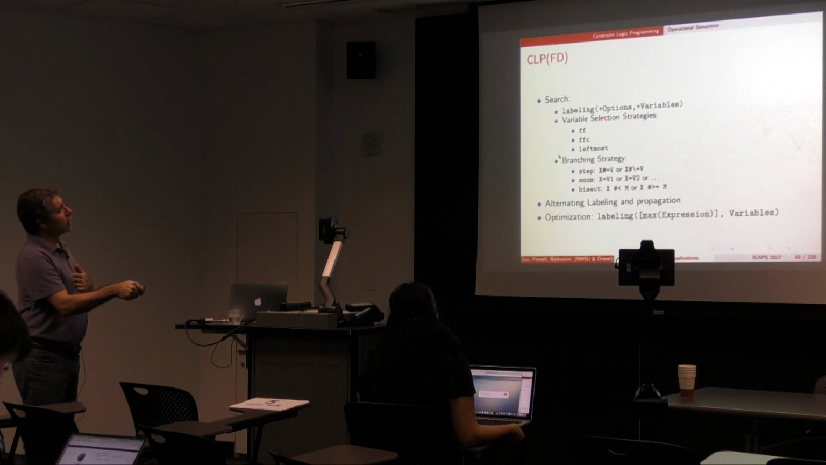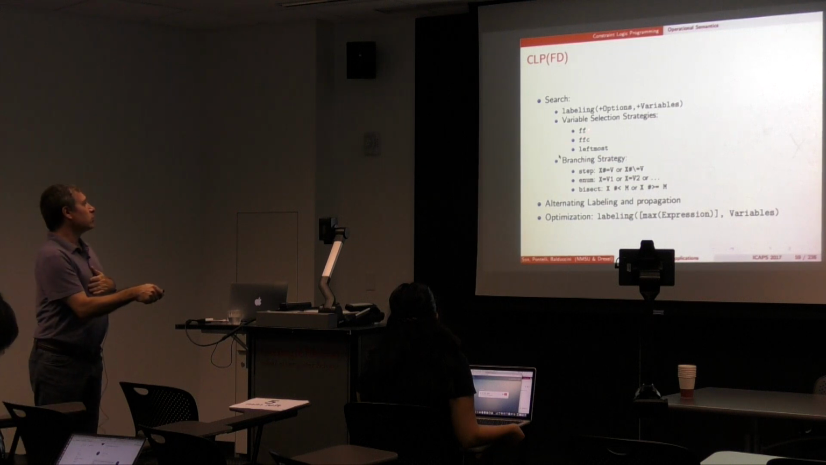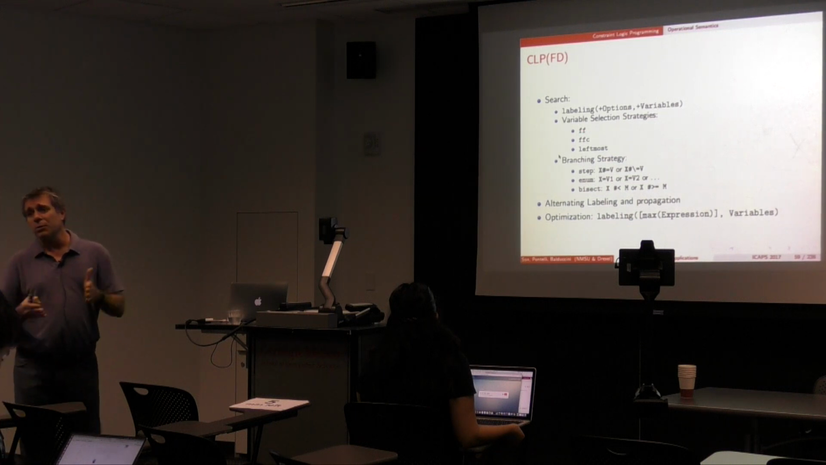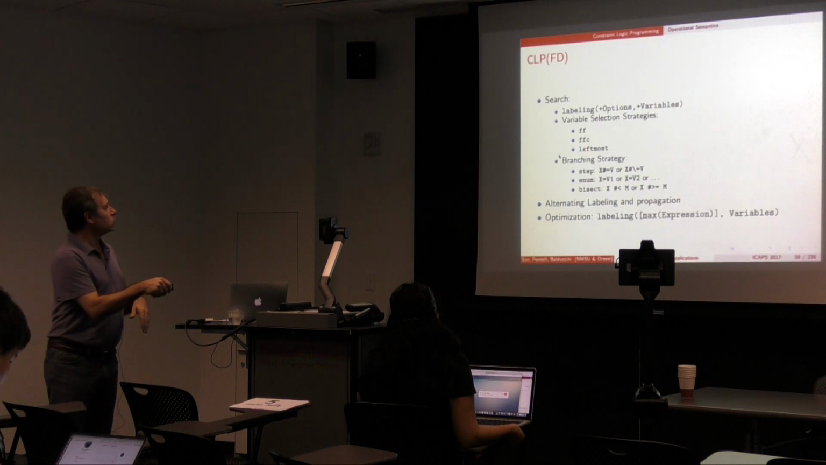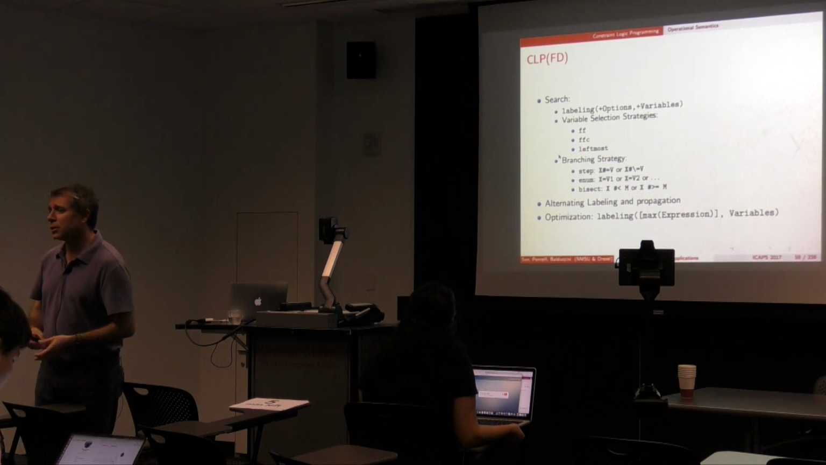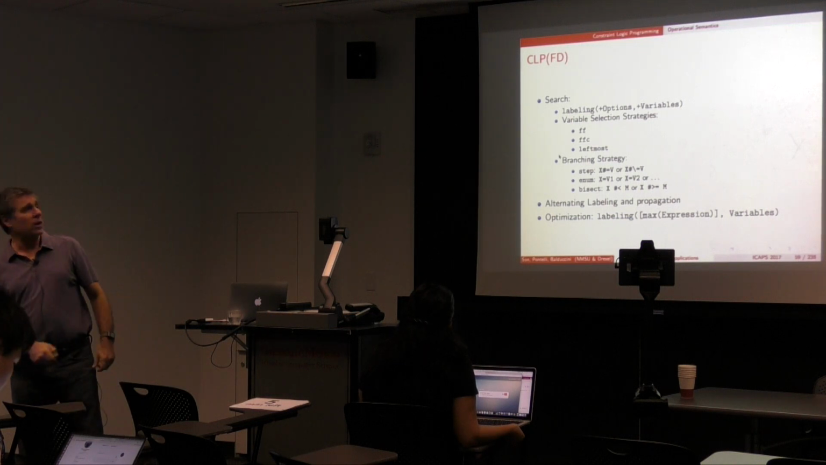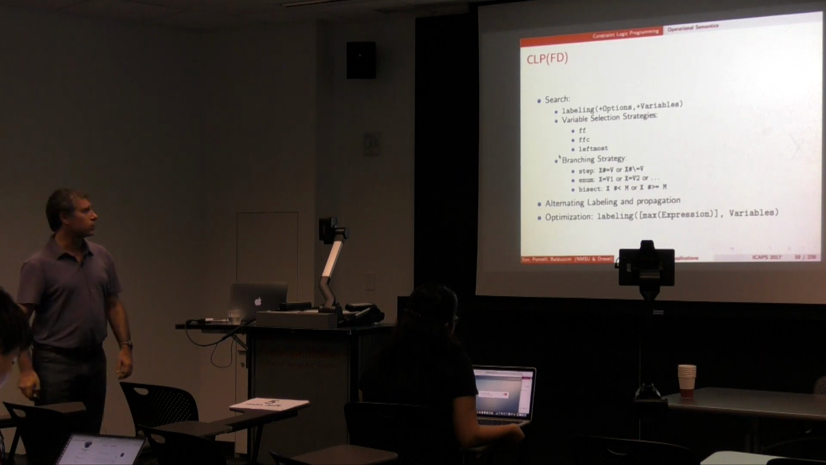I have a variable selection strategy. If I have a bunch of variables, which one do I assign first? I can do first fail, which means the variable that has the smallest domain, or FFC, which is the variable with the smallest domain plus the highest number of constraints on it, or maybe just leftmost: take the first variable that appears in this list and assign that one first.